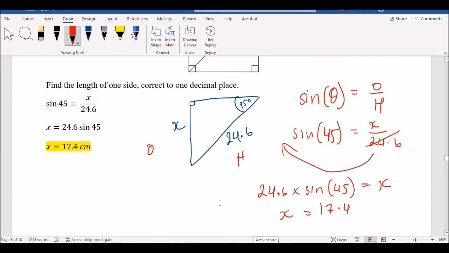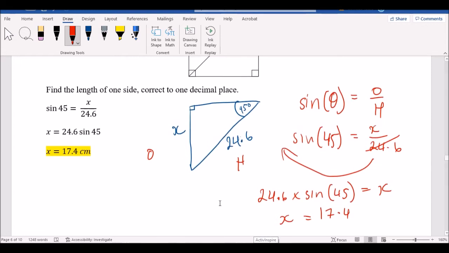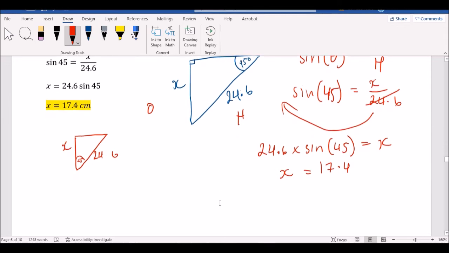Did anyone else go with cos and get the same answer? Cos. So the other one you could have done is this. Because 45, and this would have been 24.6, and you're looking for this, for example. You would have gone cos of the angle equals X over 24.6, and you would have worked out that it would actually be the same as this.